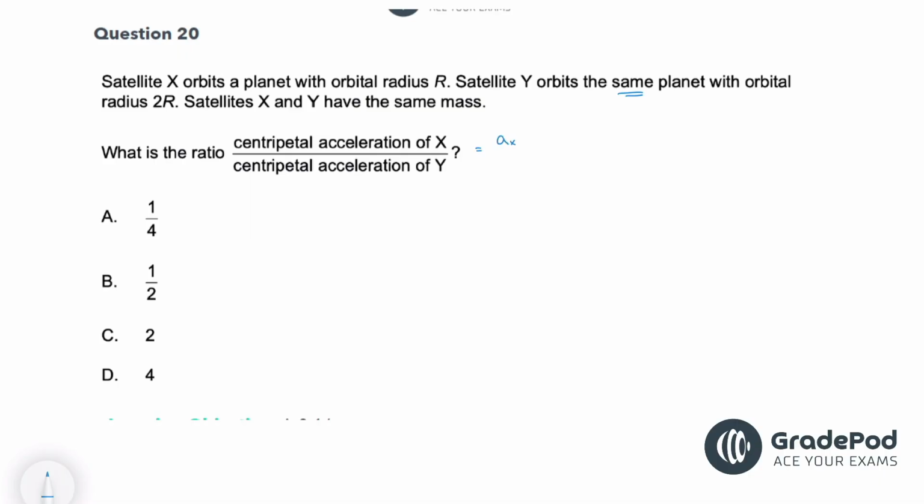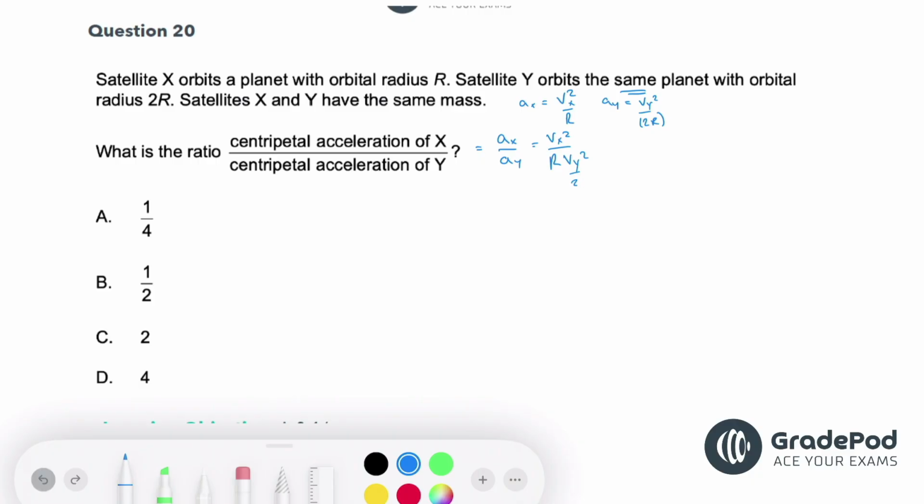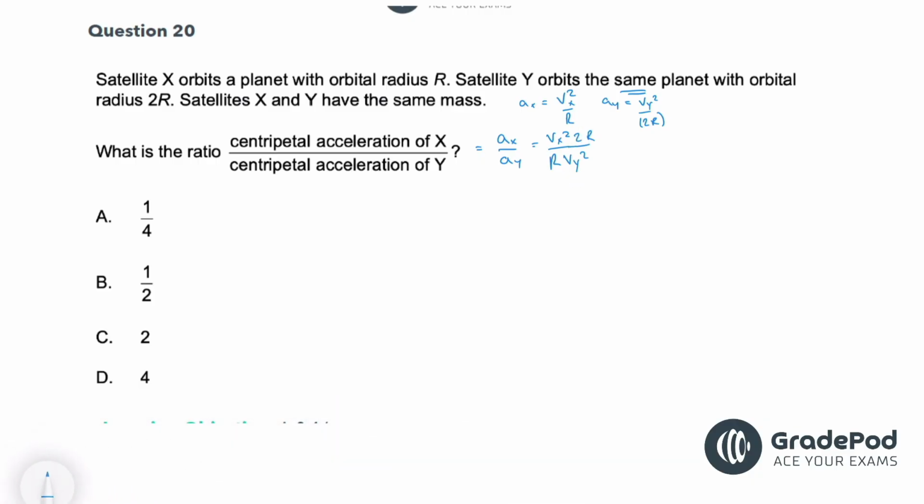So we want to have this ratio here. We know that aX, very simply from our data booklet, is vX squared over r. And we know that aY is vY squared over 2r. And if you pop that into here, that will be vX squared over r, and then aY on the bottom, so vY squared over 2r. That doesn't work, does it? So let's take them out. And that has to go up to the top, 2r. We can cancel out the r's. So we know that 2vX squared over vY squared is the ratio that we're looking for.